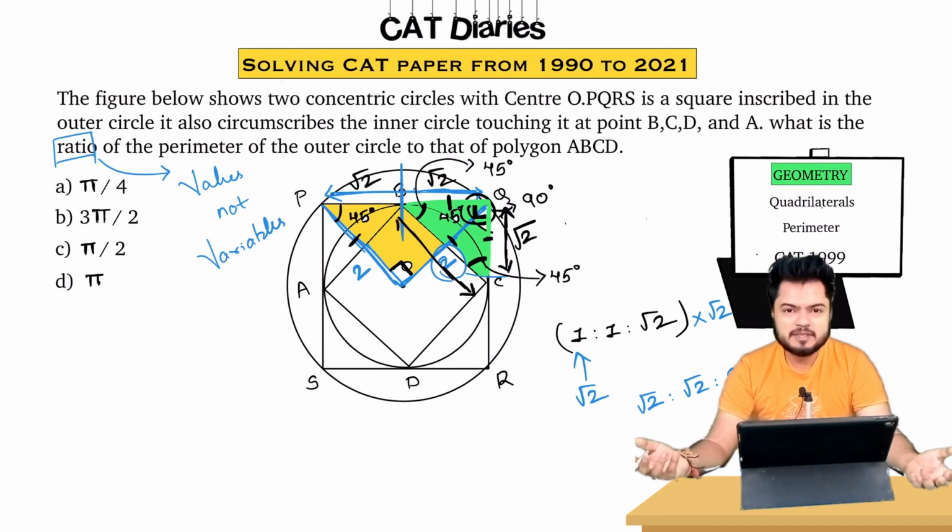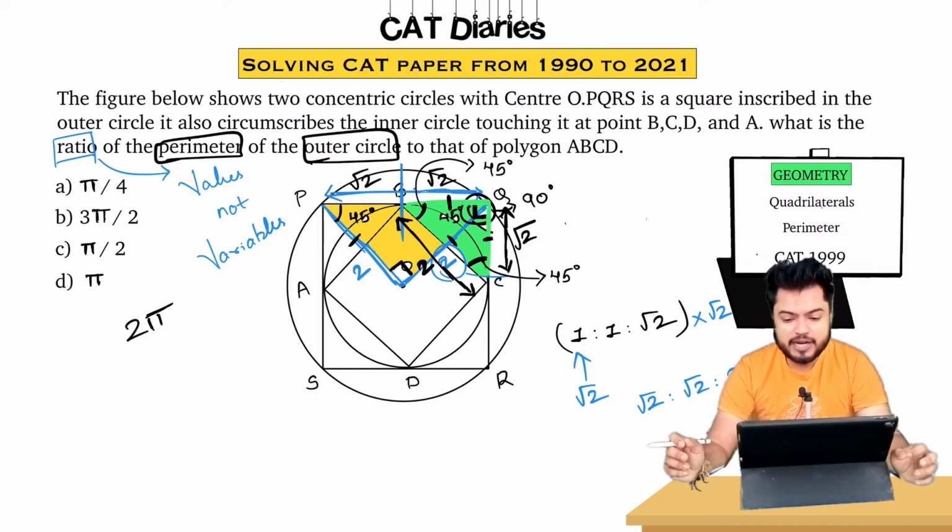Once I know this, the problem is over. If I know the radius of the circle, I can get the side of the square inside. Now, what is being asked? The perimeter of the outer circle. Do we know the radius? We do know the radius, so the radius is equal to 2. So I will write the perimeter as 2 pi r, with the radius of the outer circle as 2.